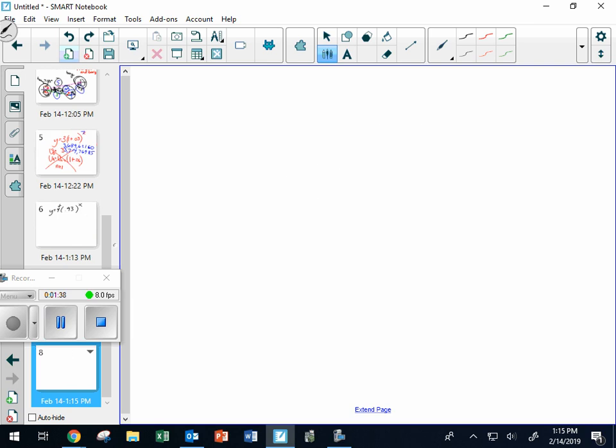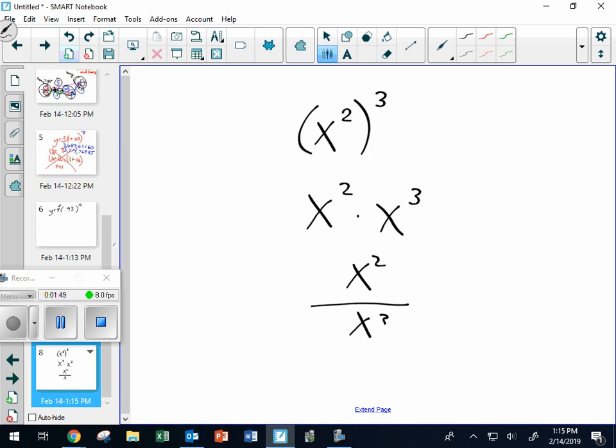Let's say I had x to the second to the third versus x to the second times x to the third, because that's different, and then x to the second over x to the third, which is completely different yet. Some of you guys already know your exponent rules, and this is no big deal. On this kind, do I add them or multiply them? Multiply. So that's 6.